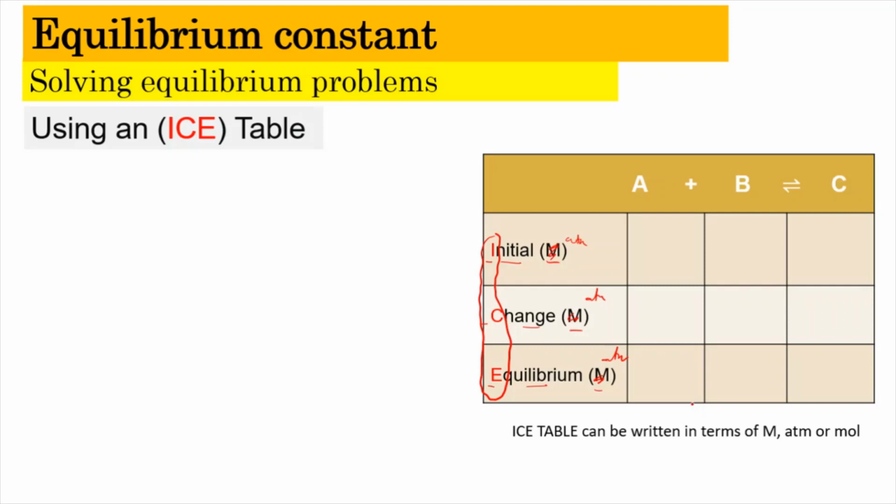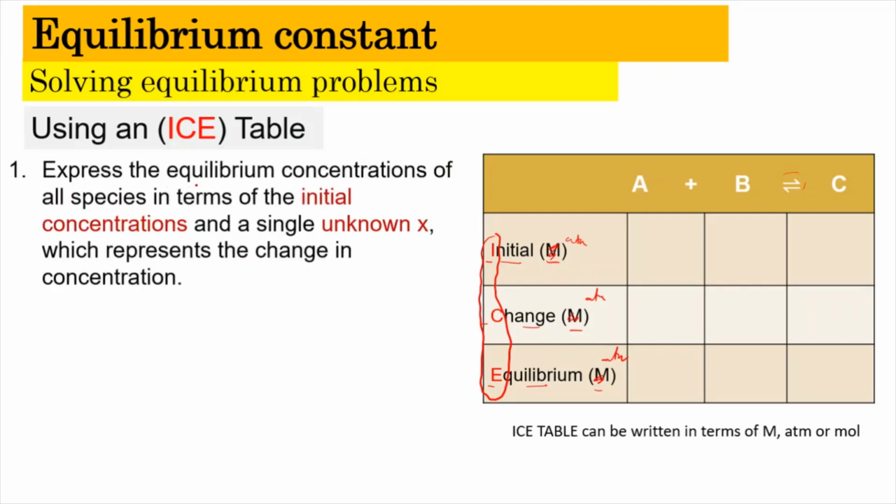And in order to use the ICE table, we need to write back the equation which is in equilibrium, and we're going to use it in order to solve the problem that we need. So we need to express the equilibrium concentration for all the species in terms of the initial concentration, which is in these boxes here. And then we're going to use a single unknown, which we're going to put as x, which represents the change in the concentration. So the reactant will be decreasing by time, and the product will be increasing by time, depending on the stoichiometry. If it has a stoichiometry of 1, then it will increase by 1x. If it has a stoichiometry of 2, then it will increase by 2x.